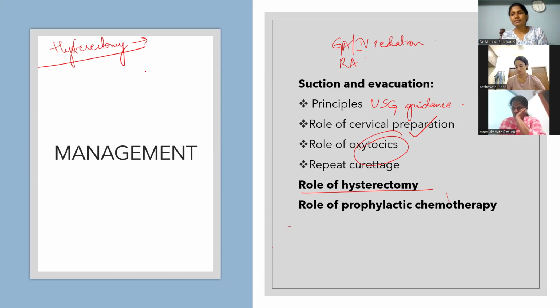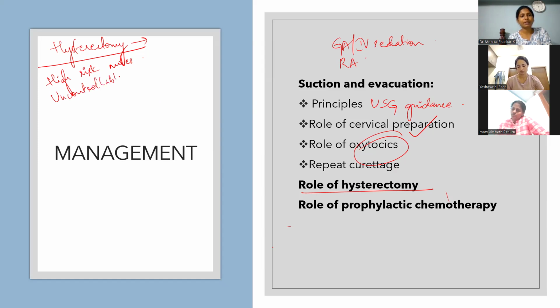And in cases of high risk moles, if the mother is not compliant with serial beta HCG follow up, and you think she has a high risk of developing gestational trophoblastic neoplasia, definitely you can do a hysterectomy. So high risk mole is the first indication of hysterectomy, only in completed family cases. And as you told, when there is uncontrollable bleeding.